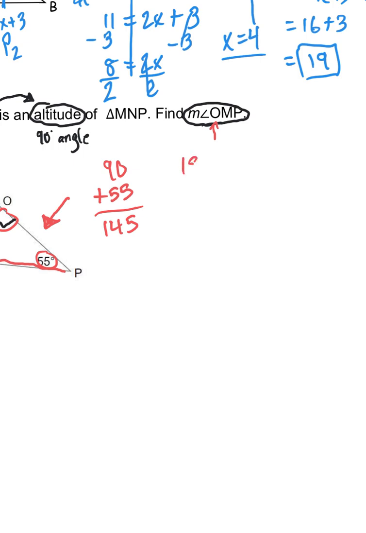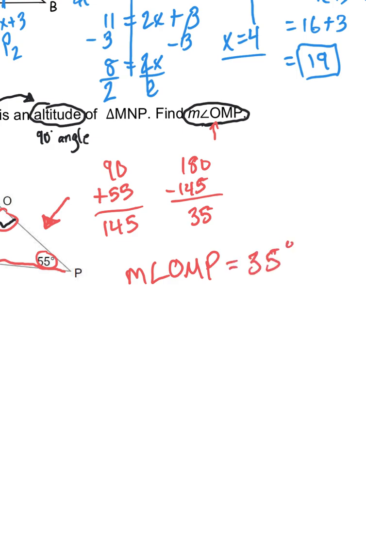Then we're going to take 180 and subtract 145 from it. So 180 minus 145. Do that in the calculator, and you should get 35. So the measure of angle OMP will equal 35 degrees.